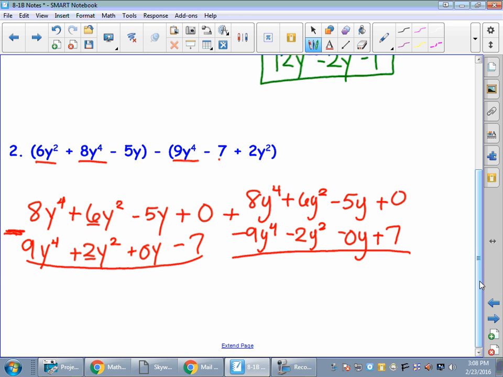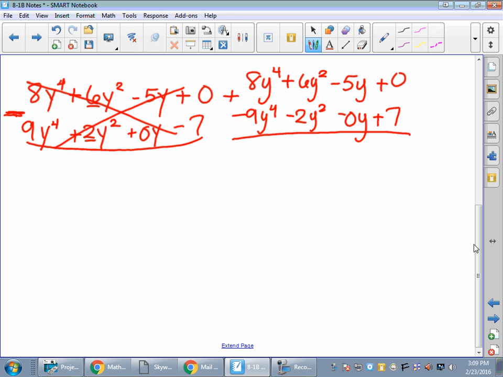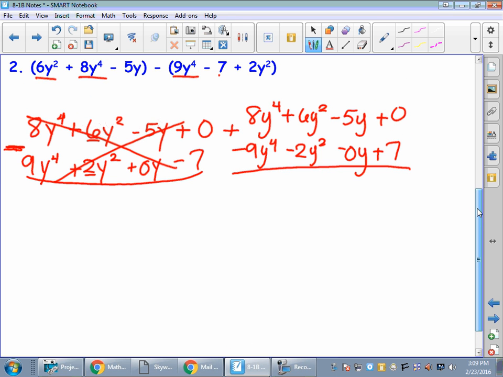It's sort of the same concept as when we did systems of equations. We'd multiply one of them by a negative 1, so we could add. Same concept. So I'm not going to use this one anymore, and I'm going to just go through this process of 8y to the 4th, take away 9y to the 4th, leaves me with a negative 1y to the 4th, or just a negative y to the 4th.